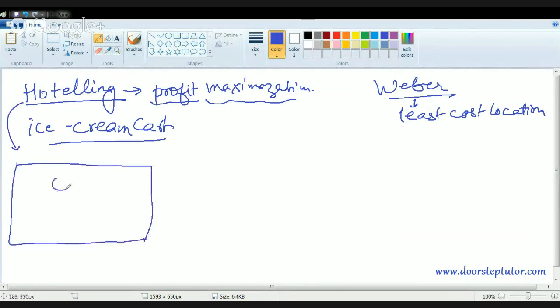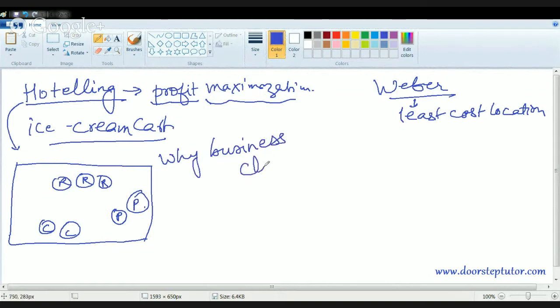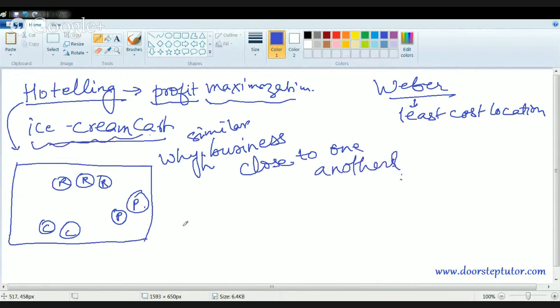what you will find is 2 or 3 restaurants side by side. Okay, you will find 2 coffee shops close to each other. You will find 2 petrol pumps close to one another. So his basic question was, why do businesses tend to appear close to one another? Why do similar businesses tend to occur close to one another? He tried to explain this concept by the simple example of an ice cream cart.